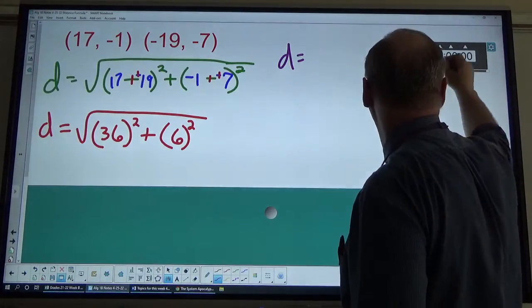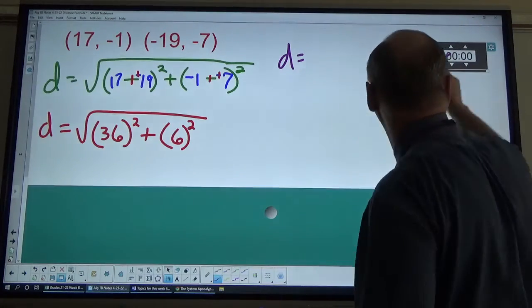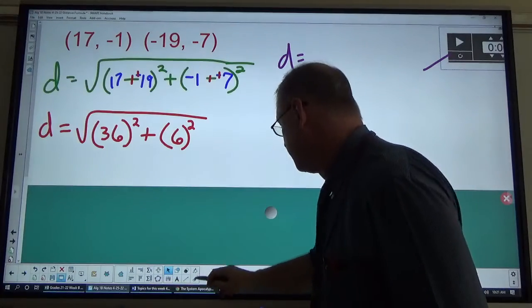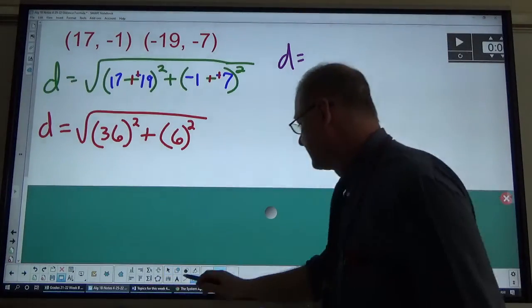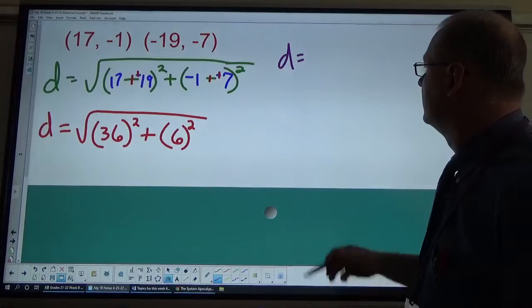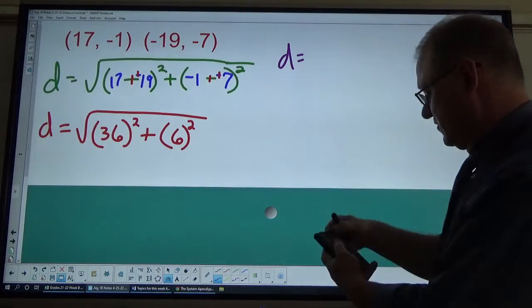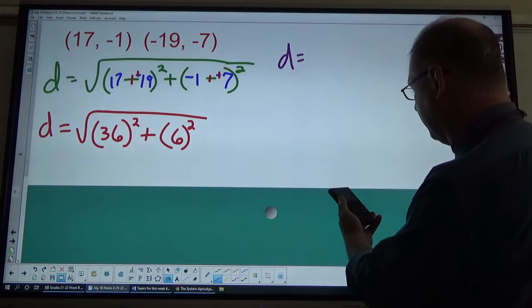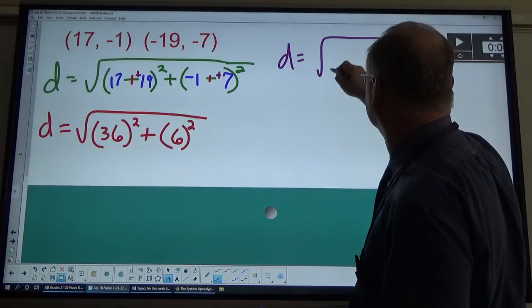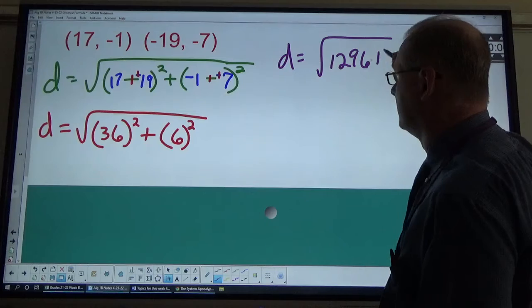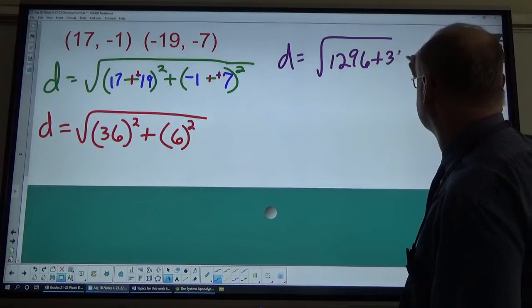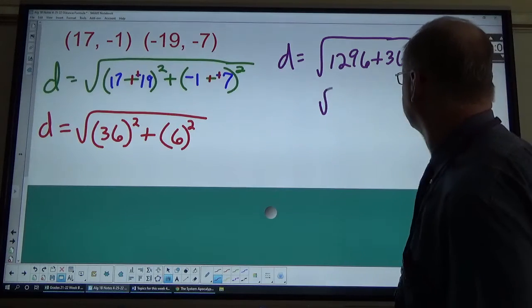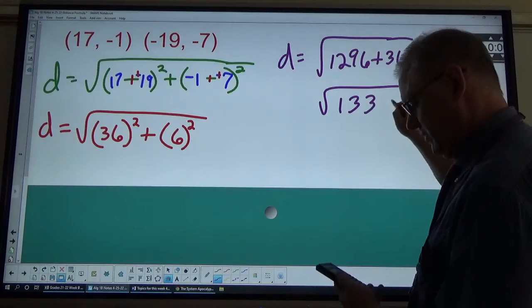I can move this up, out of the way. And we'll use that during class. But for now, we're talking about 36 squared, 1296, and 6 squared is 36, and that's 1332.